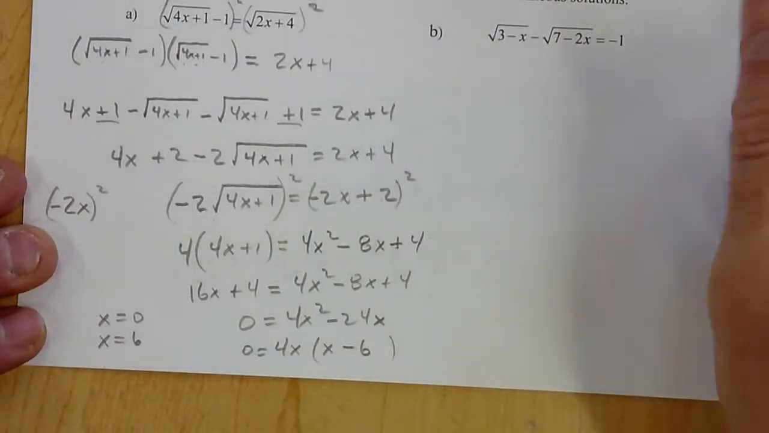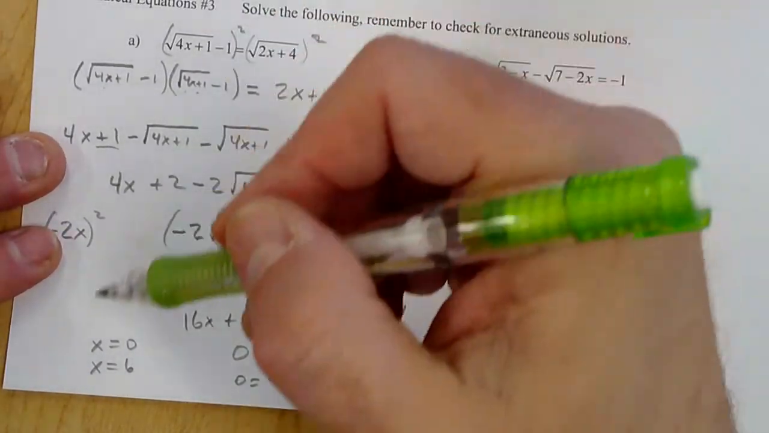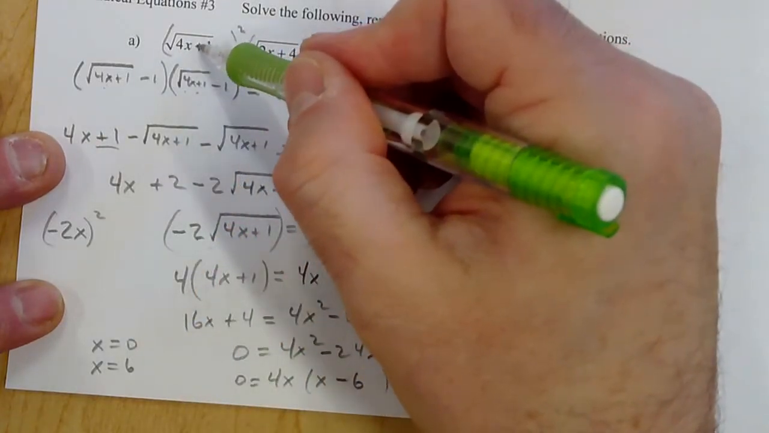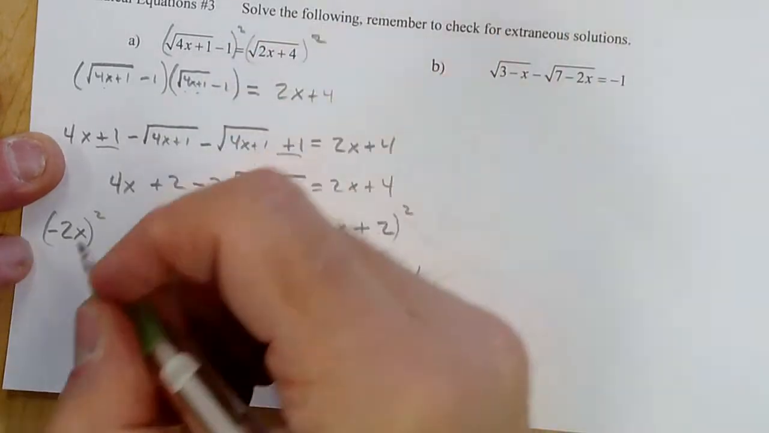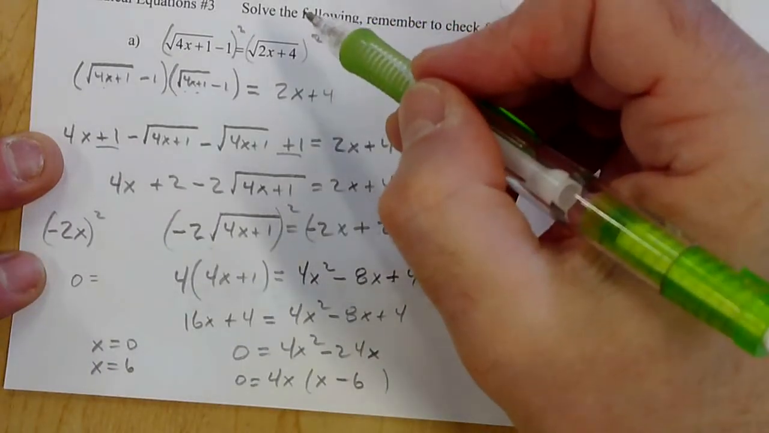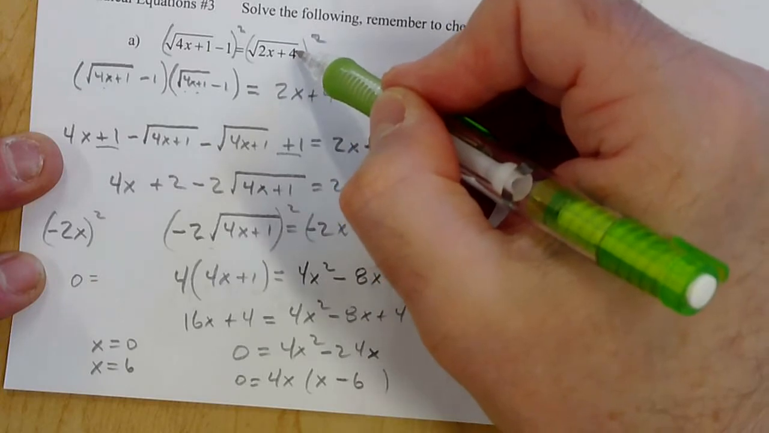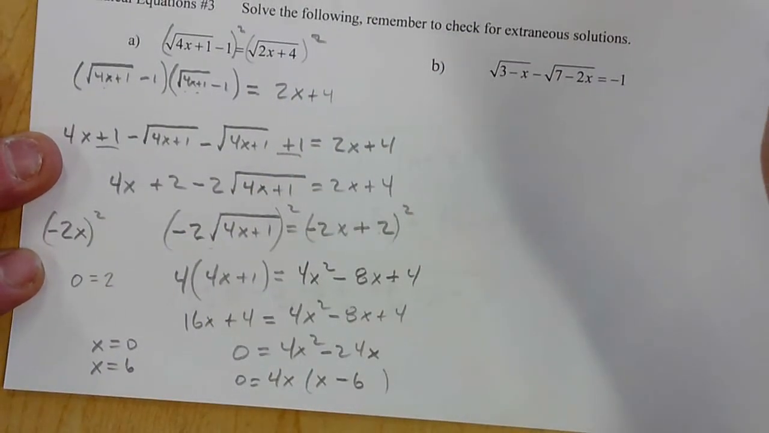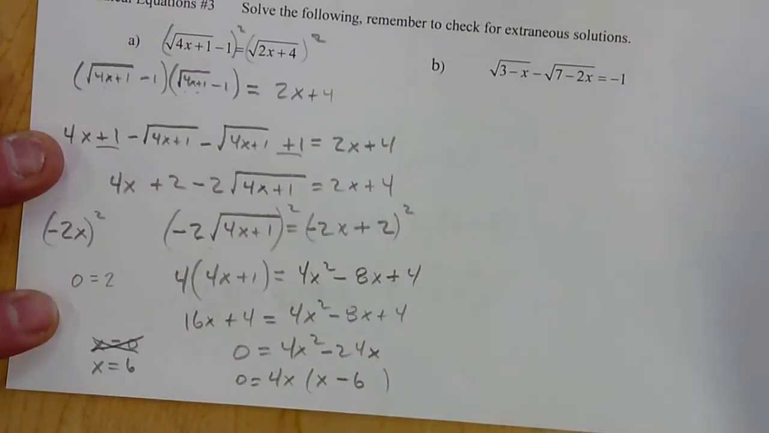So let's head up to our original problem and see if those work. I'm going to start with the 0. If I put 0 right here, 4 times 0 is 0. 0 plus 1 is 1. The square root of 1 is 1. 1 minus 1 is 0. So that left side turned into a 0. And now I'm going to put a 0 over here. 2 times 0 is 0. 0 plus 4 is 4. The square root of 4 is 2. I got 0 equals 2. That didn't work. 0, not good.